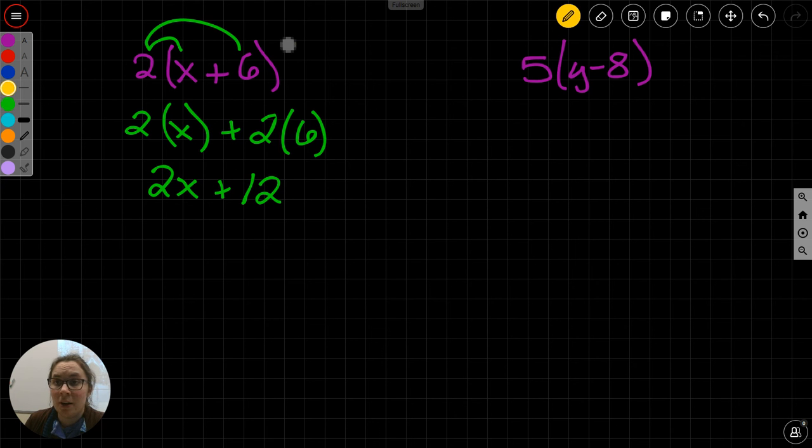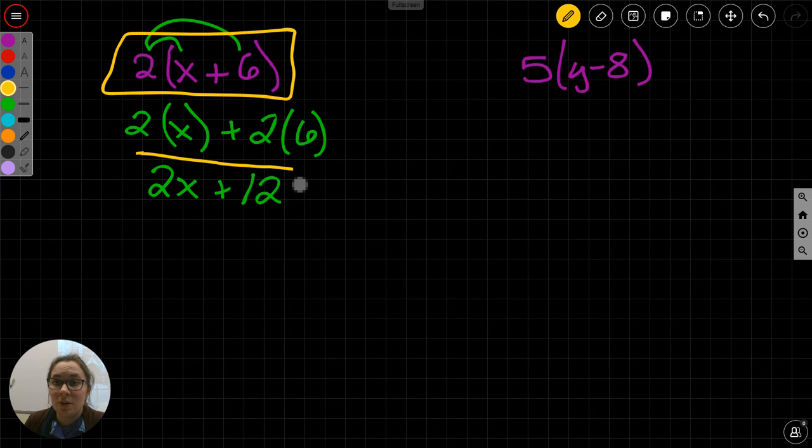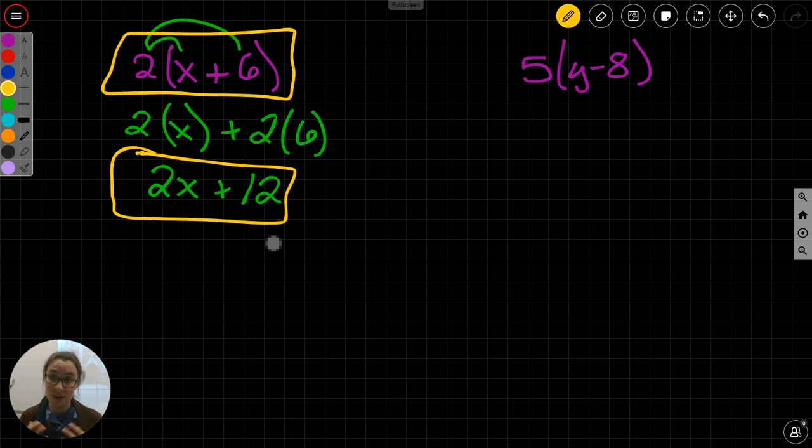Now this expression and this expression are what are called equivalent expressions. They are the same. If I plugged in 3 for x, I would get the same answer in both of these expressions. Important thing to note. This here is as far as I can go. I can't go any farther. This is my answer. If I'm asked to distribute this, this is what I'm going to get. Nothing farther than this. It's not going to be 14x or 24x or whatever.